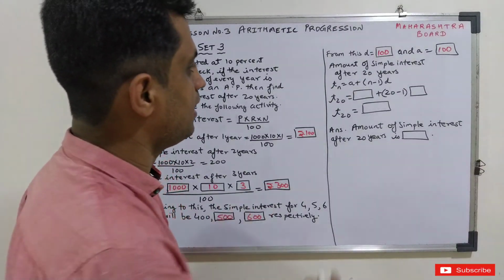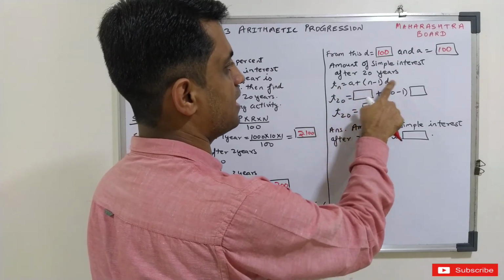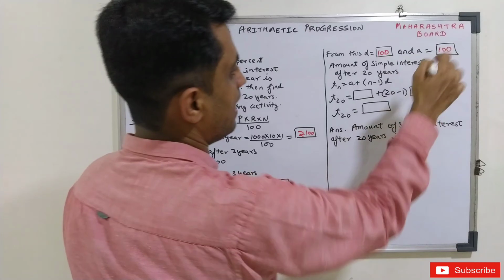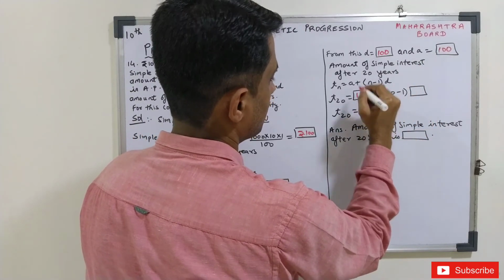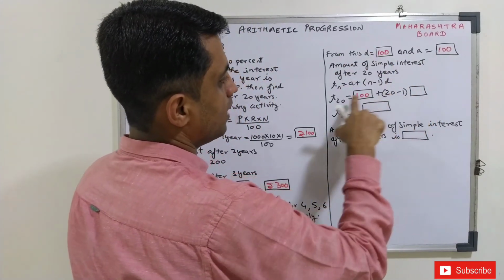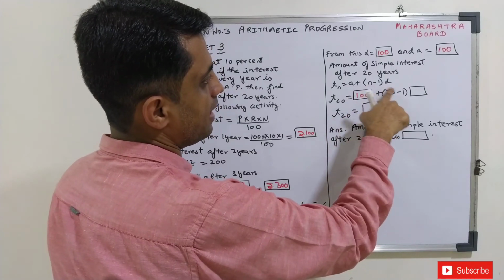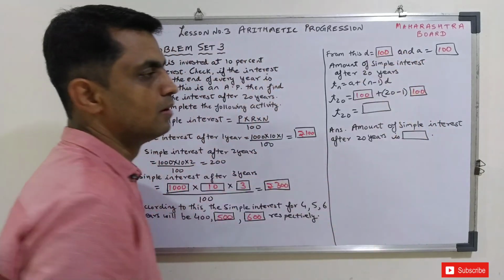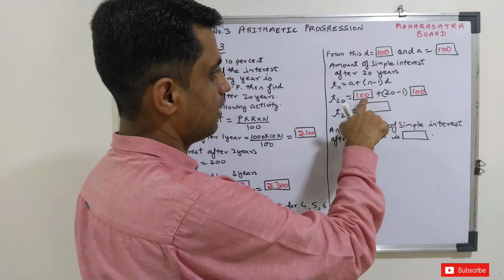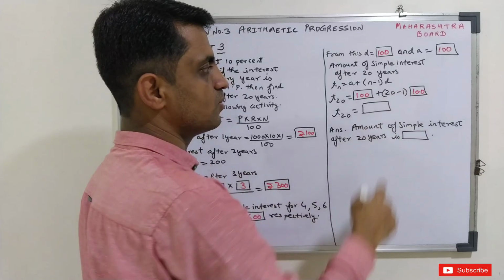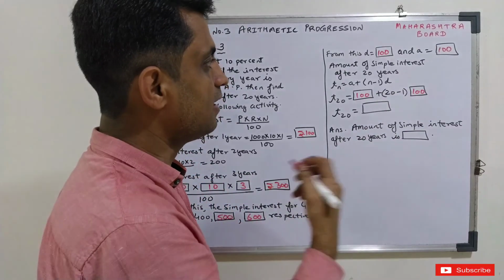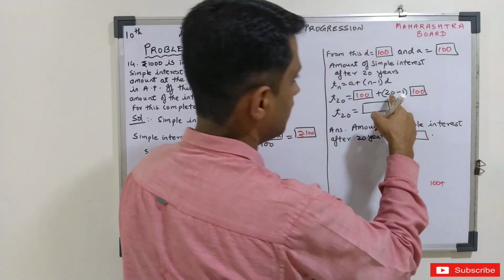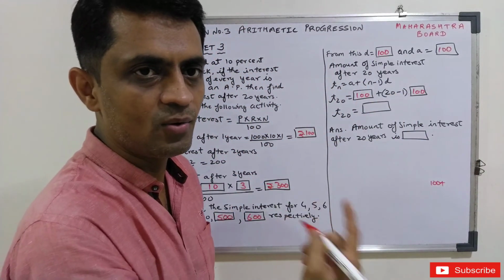Amount of simple interest after 20 years. You want to find after 20 years. So Tn is equal to A plus N minus 1 into D. So instead of N, what we are writing? 20. Now instead of A, what we will write? 100. 20 minus 1 means N के जगह पे 20 लगा, minus 1 into D. What is our D? 100. So what we will get here? 100 plus 20 minus 1 is how much? 19. 19 into 100, 1900.